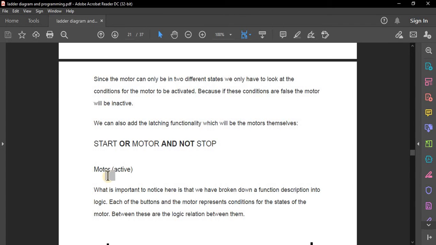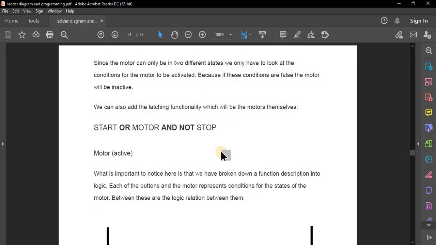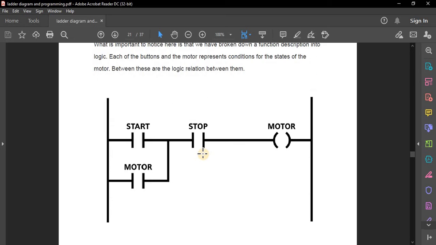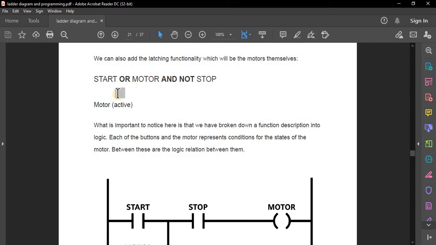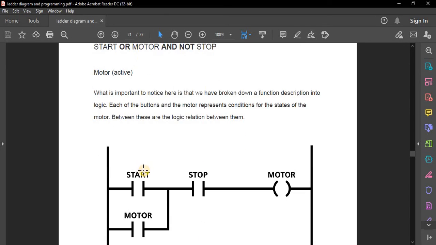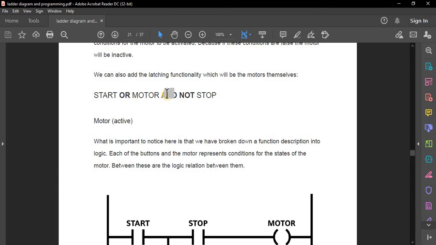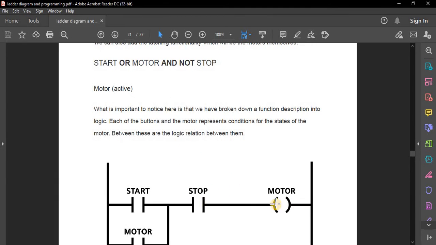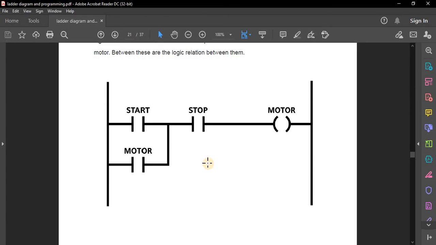What is important to notice here is that we have broken down a function description into logic. Each of the buttons and the motor represents conditions for the states of the motor, and between these are the logic relations. You can see the diagram here: start or motor, and not stop. We will see how it works.